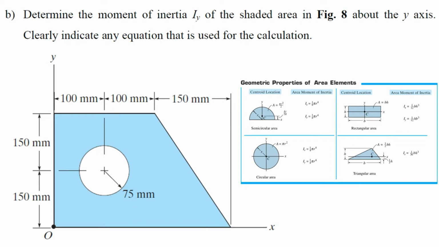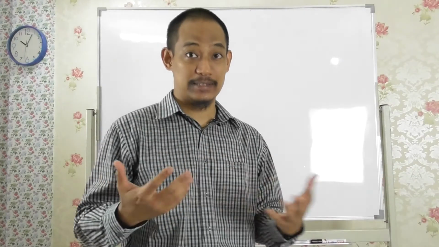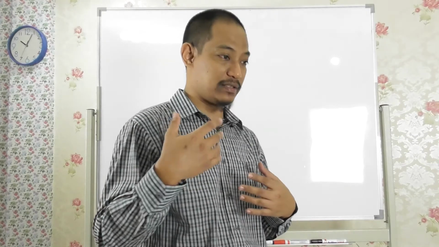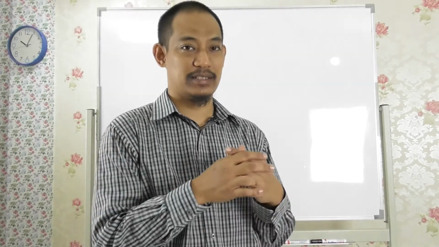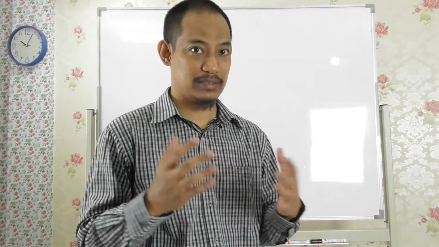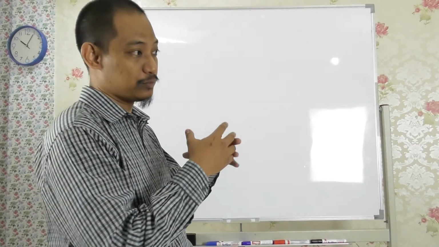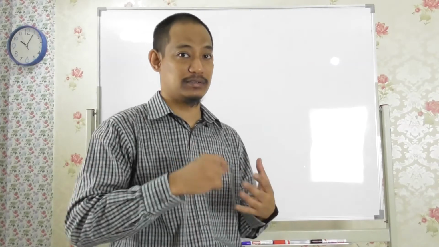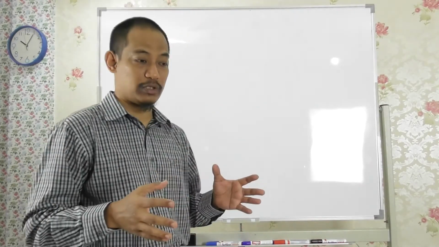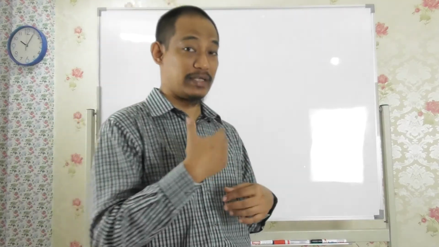This question states, determine the moment of inertia Iy of the shaded area in the figure about the y-axis. Clearly indicate any equation that is used for the calculation. The question is again the same concept. You have the diagram, and then you have to find either Ix or Iy. Here the question asks for Iy. The concept is very much the same, it's just that you have to practice getting the right dx square, dy square, etc. I'll just show you how to start off the calculation, and the rest you can practice on your own. I will show you as well if the question asks for Ix and Iy.